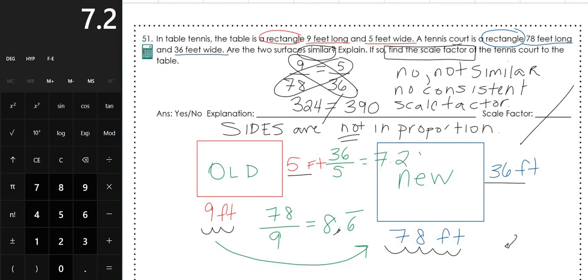Those two scale factors are not the same. So it can't be that the two figures are in proportion. All the sides have to be in proportion. All of the sides have to have the same scale factor before and after. So for all these reasons, these two figures are not similar. Let's move on.